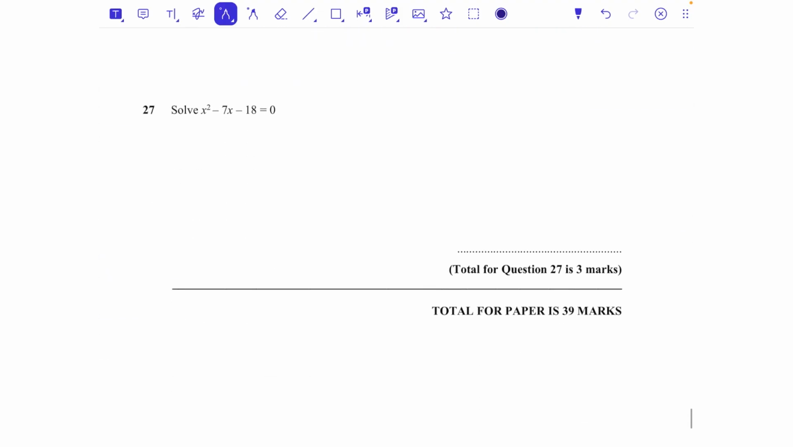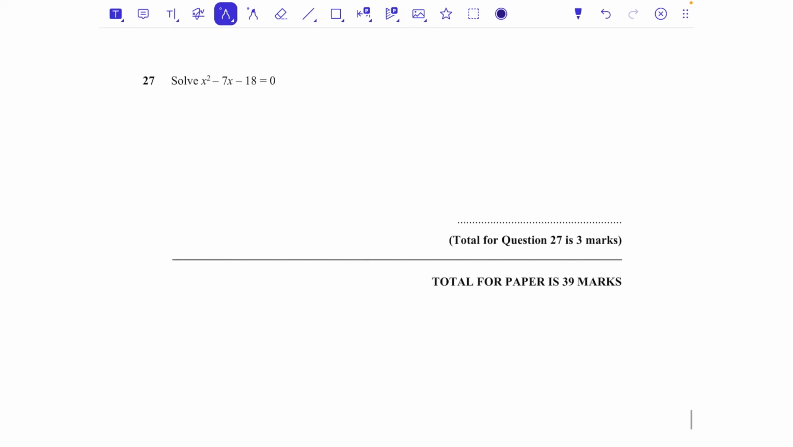Okay, question number 27. It's the last one on this foundation paper. So solve x squared minus 7x minus 18 equals 0. Now when we solve an equation, normally I get you guys to put a dotted line, and what we do to one side we do to the other. But because we've got the x squared and the x, we're going to have to do this one slightly differently. This is called a quadratic, and we're going to factorise it. Now to factorise it, that means put it into brackets. And because this is this type of quadratic, it's going to go into 2 brackets, okay?